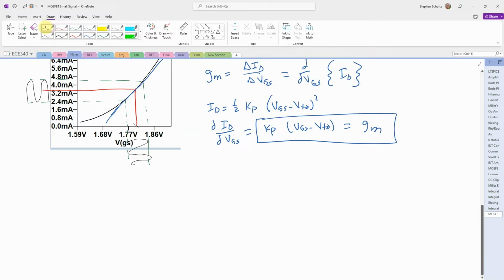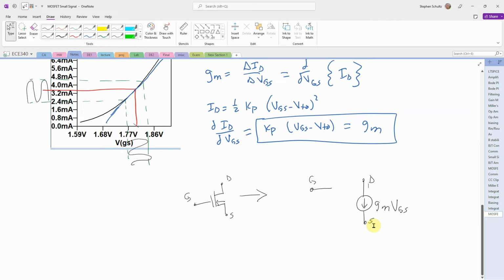Now whenever I see my transistor, this is my drain, this is my source, and this is my gate, I can replace it with a model that looks like this. So this is my gate, and then this is my gm VGS, this is my source, and this is my drain. So I can basically replace my transistor with this dependent current source model.